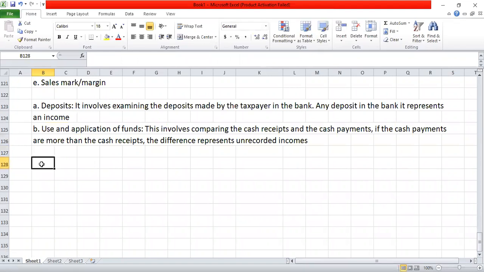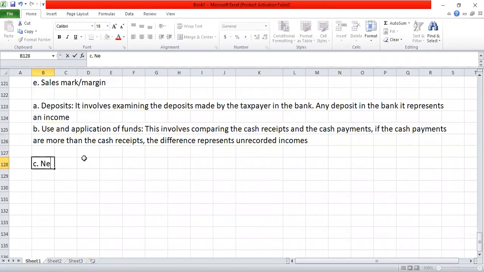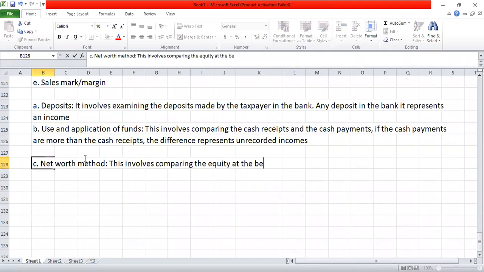Then number 3 is what we call the net worth method. And we say this involves comparing the equity at the beginning and the equity at the end.